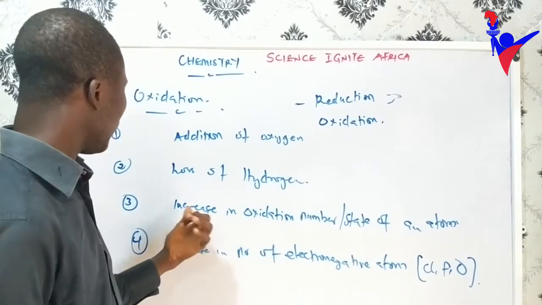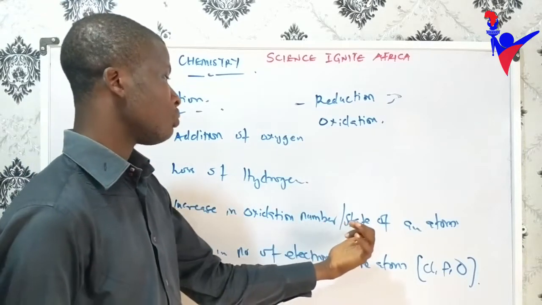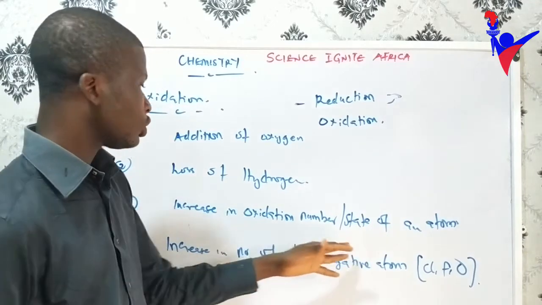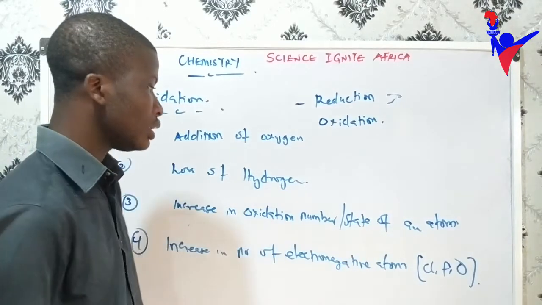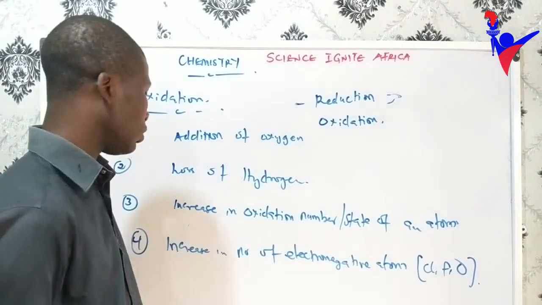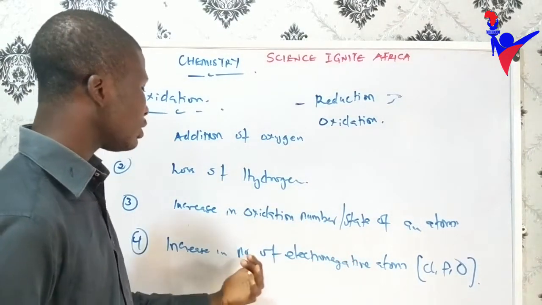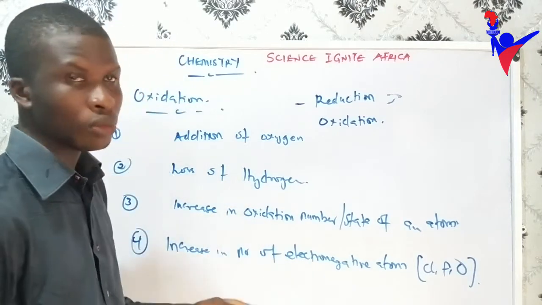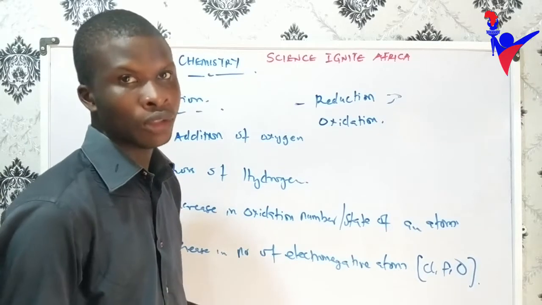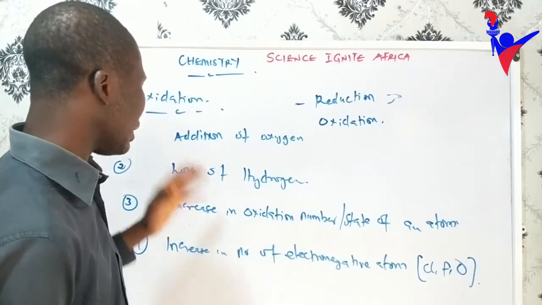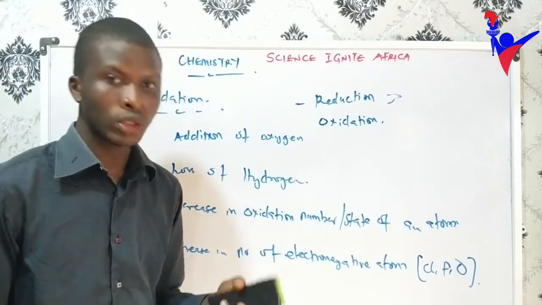If oxidation is increase in oxidation number or oxidation state of an atom, automatically reduction is going to be decrease in oxidation state or oxidation number of an atom. If oxidation is increase in number of electronegative atom, therefore reduction is going to be decrease in the number of electronegative atom. So by this we have been able to look at at least 4 ways in which oxidation could be defined.